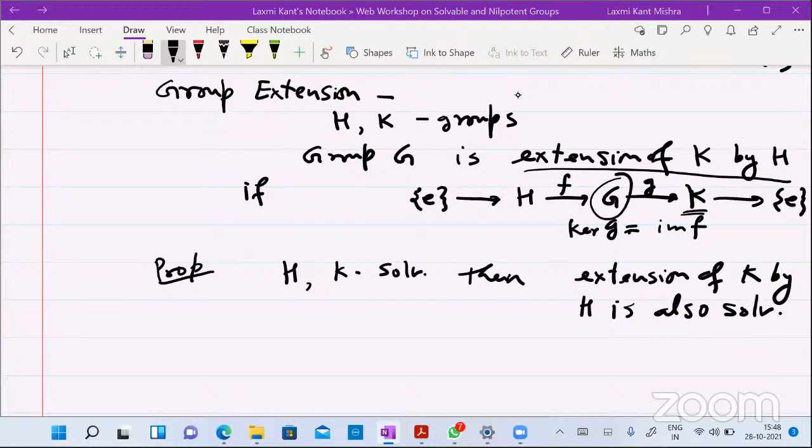Gunjan, you are asking whether GL(N,5) is super solvable or not? Okay. I think I have to check. I can't say anything right now, so I have to check it.